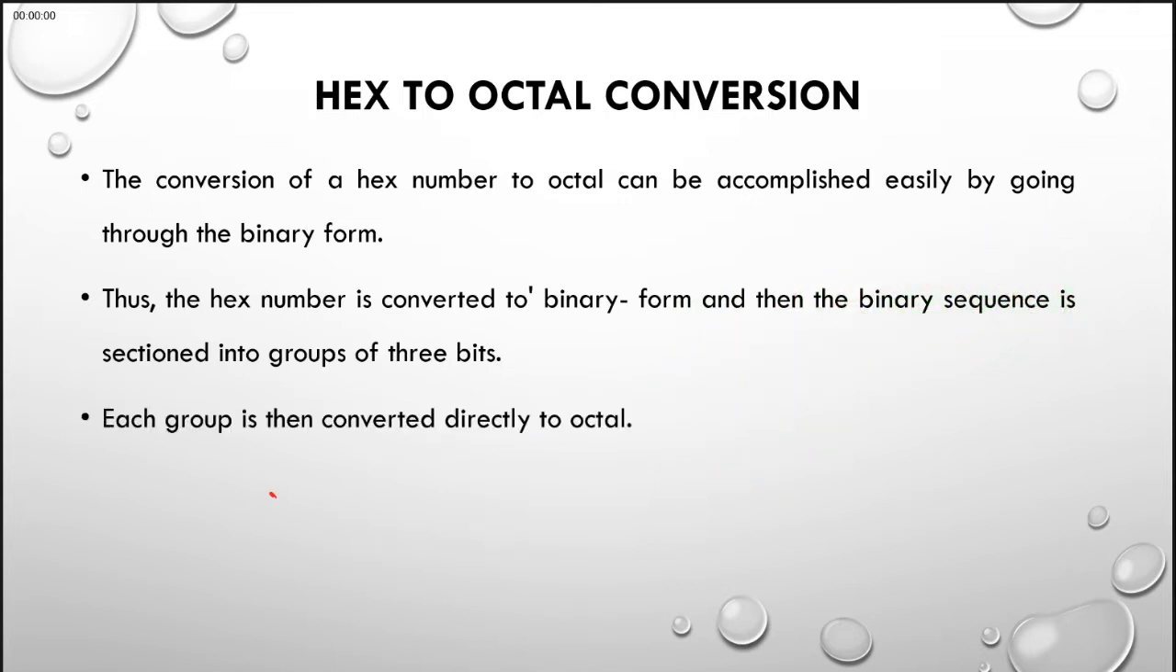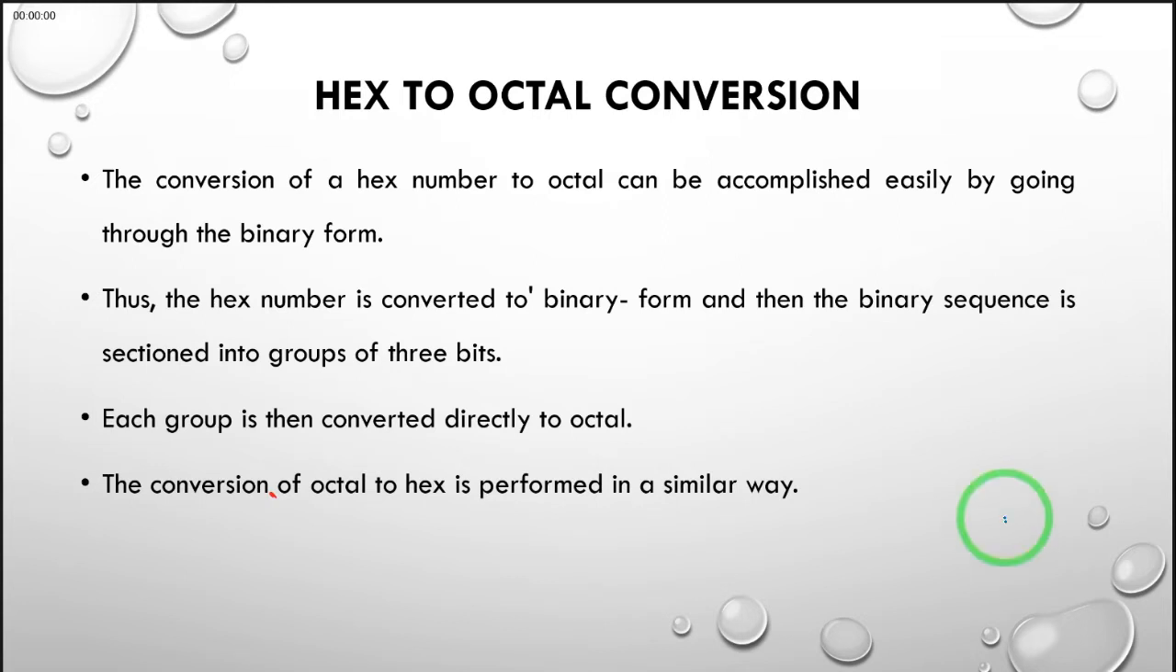Each group is converted directly to octal, and the conversion of octal to hexa is performed in a similar way. So again, we can have an octal number, say 36, like we have seen. You want to convert it to hexa. So what is it going to be?